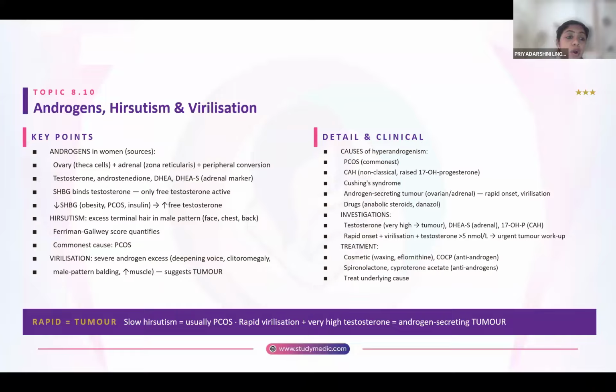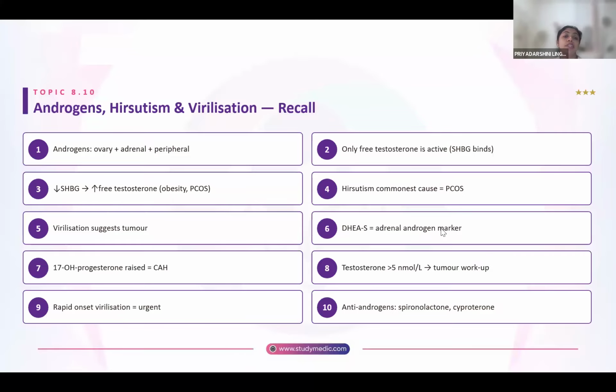So what did we see? We saw the various androgens in a woman. We saw the difference between hirsutism and virilization. We looked into the causes. We saw how these investigations are going to help, and finally the treatment. Let's look into a recall of what we just saw so far.